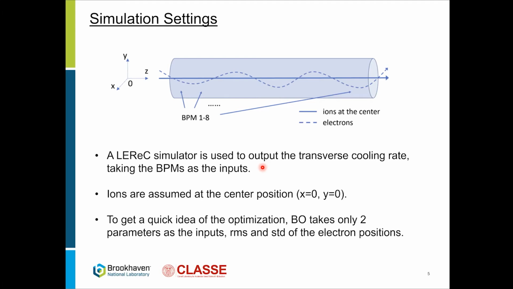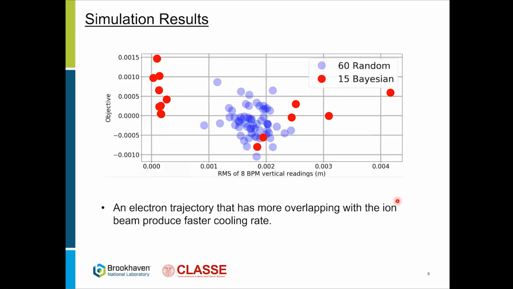The simulator will take the BPM readings as the input and then output the transverse cooling rate. Ions are assumed in the center. And to get a quick idea of the optimization, we abstract the 8 BPMs into 2 parameters, which are root mean square and standard deviation, to quickly make the algorithm converge. So the BO takes 2 inputs and the objective is the transverse cooling rate.